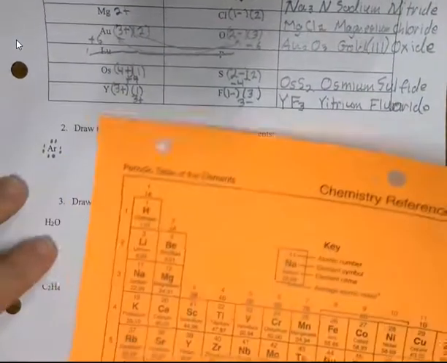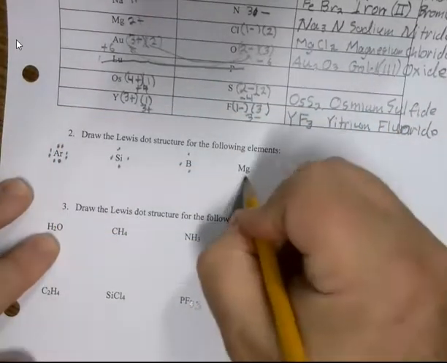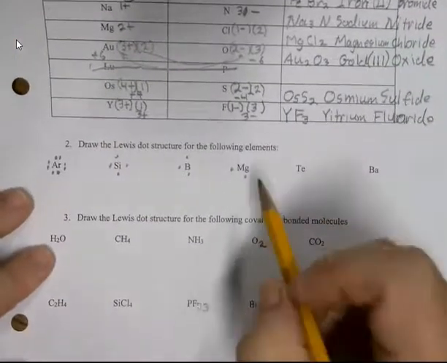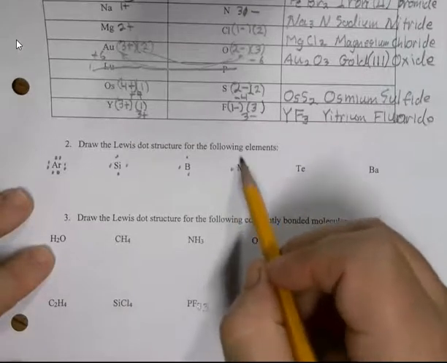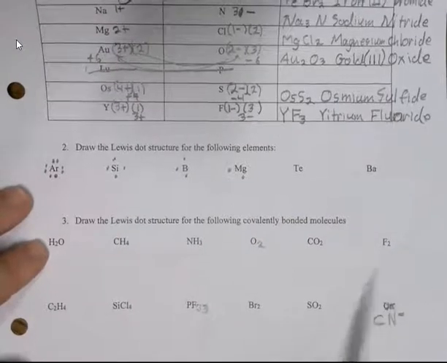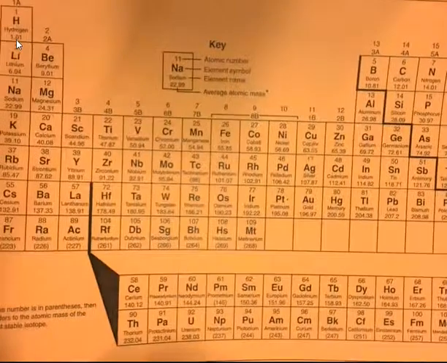Magnesium, Mg, right here is the 2nd element over in the 3rd row. So it's simply 1, 2. Again, starting at the bottom is just my convention, but you do have to space out the first 4 and then pair them up from the 5th one on. Okay, so remember that. Where you start is up to you, but I start at the bottom.